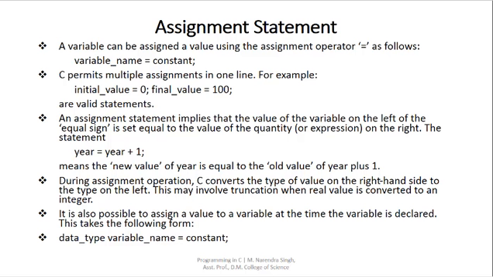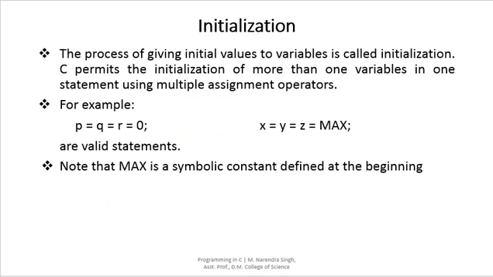This takes the following form: data type variable name equal to constant, where the data type specifies the data type of the variable name, and at the same time the value constant is being assigned to the variable name. Next, what is an initialization? The process of giving initial values to variables is called initialization.